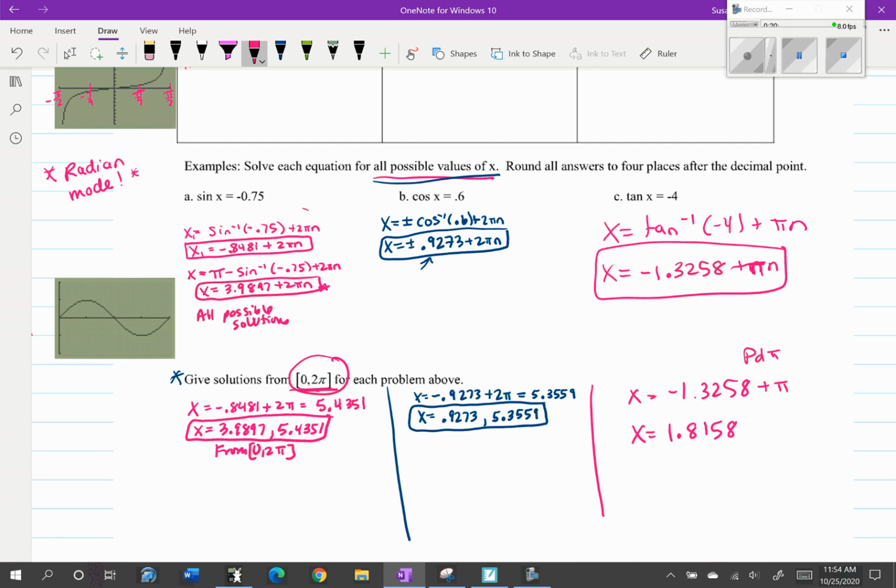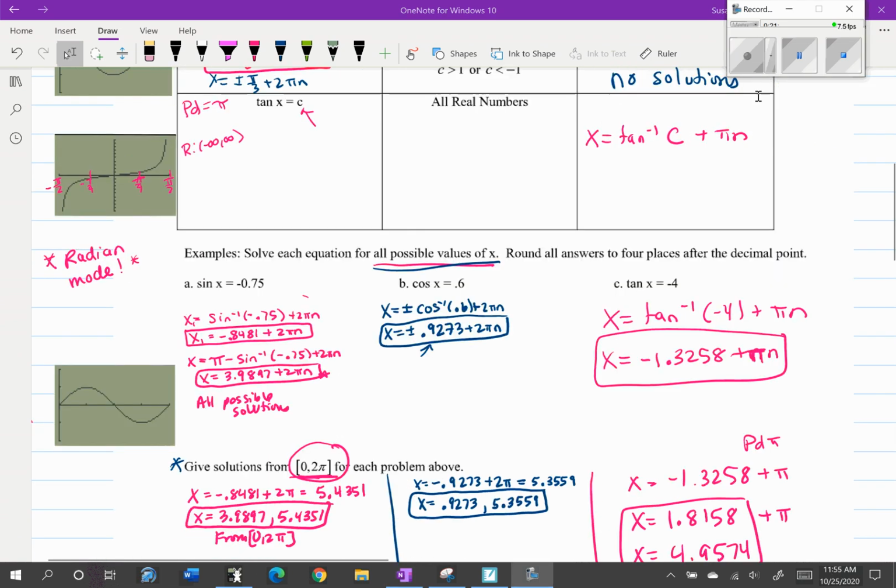It would be a repeated answer, but that's okay. So I would have to add another pi to the solution I just got to get my second answer, which is 4.9574. So this one would give you two solutions from 0 to 2 pi because, again, the period's pi. So it would just be a coterminal answer, adding pi to your answer. We're not adding 2 pi to this one. Remember, we're adding pi because the period of tangent is pi, so that's a little bit different.